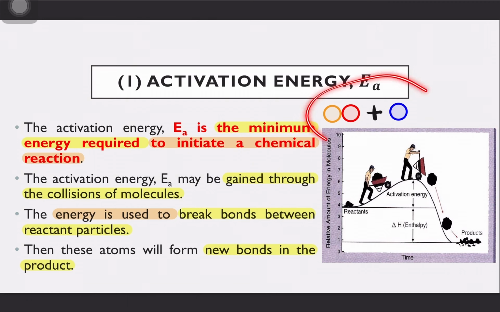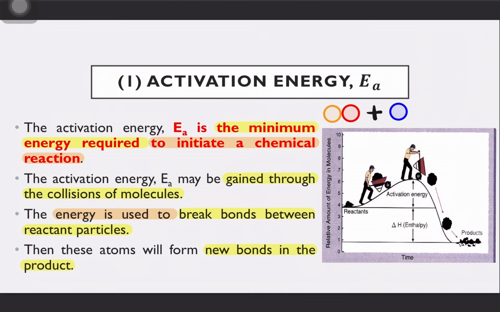Alright, so let's say right here you have your two reactants. When these two reactants collide with each other, then you will get a surge of energy. Maksudnya awak punya energy akan makin tinggi, and that increase in energy, that extra energy will be used to break the bond between your reactants. So this reactant will break its bond so that a new bond can be formed between these two. Then you will get your product.